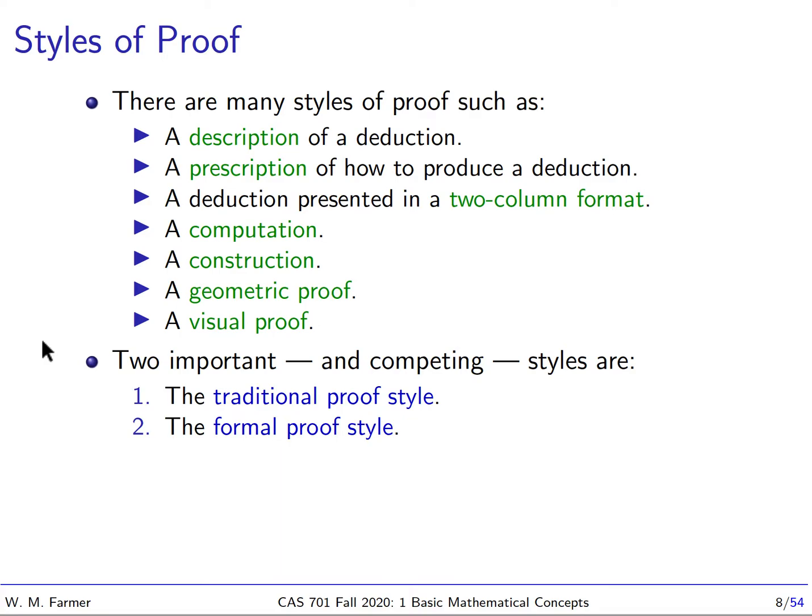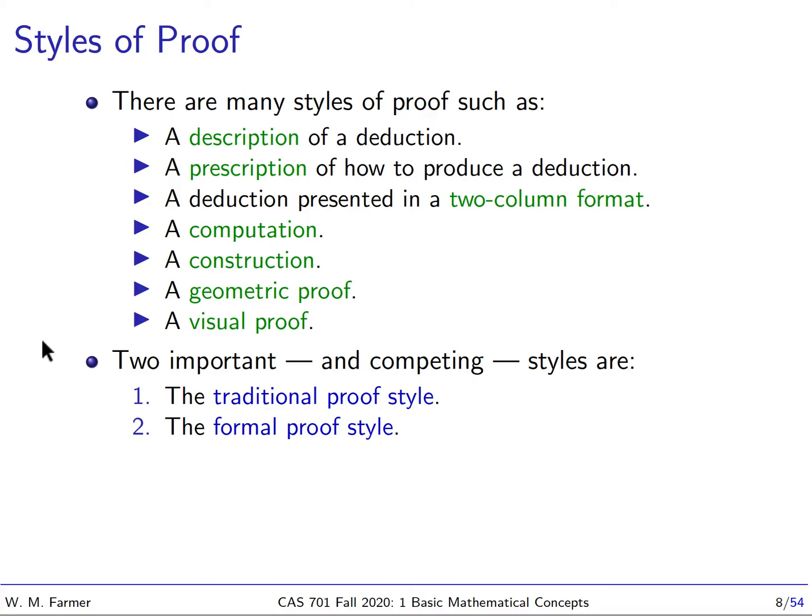A common kind of deduction is presented in a 2-column format. On the left side is a set of formulas and the right side is a set of explanations. And on the left side, these are formulas we believe are true, and on the right side, the explanations say how they follow from formulas higher up on the list. Many proofs are presented as computations. We start with A, and from A we compute B, therefore we show A equals B.